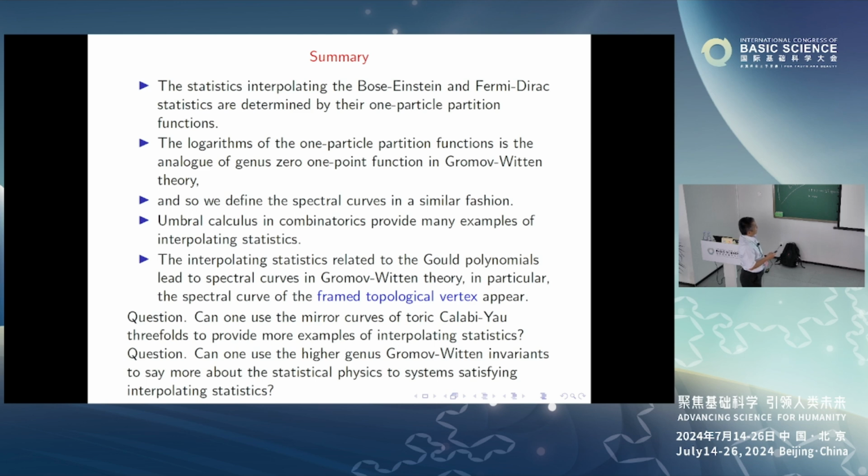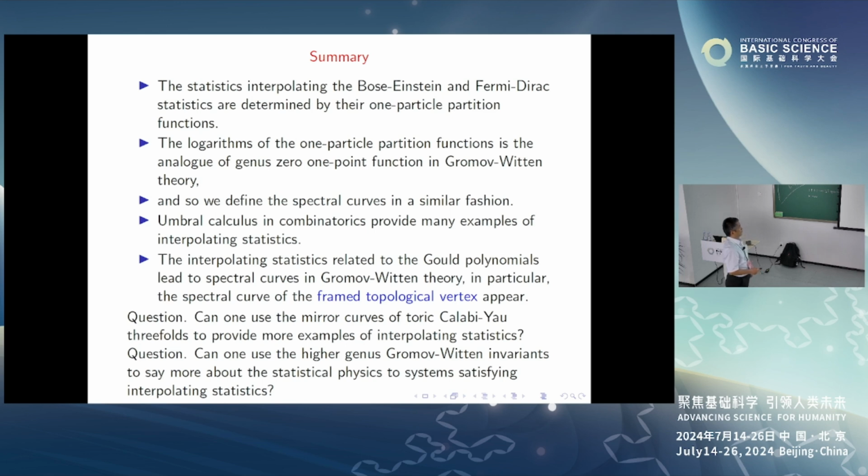So let me make a summary here. The statistics interpolating the Bose-Einstein and Fermi-Dirac statistics are actually determined by their one-particle partition functions. The logarithm of this partition function is the analog of the genus 0 one-point function in Gromov-Witten series. So we can define the spectral curves in a similar fashion. The Wong-Bro calculus in standard and combinatorics actually provides many examples of such things. And then one of the special examples is related to the Gromov-Witten series of the framed vertex, encoded in the topological vertex.